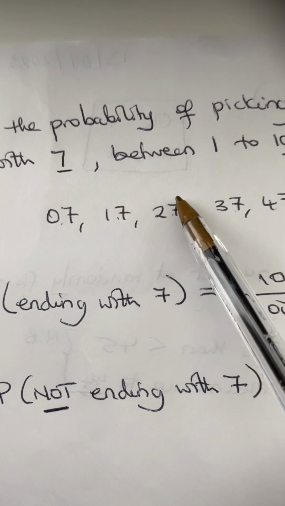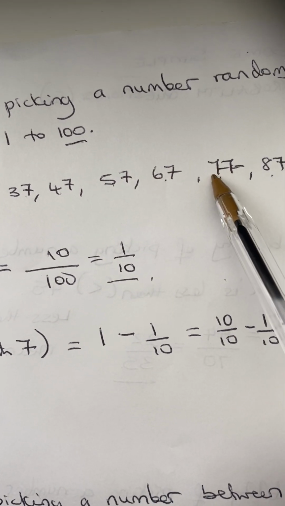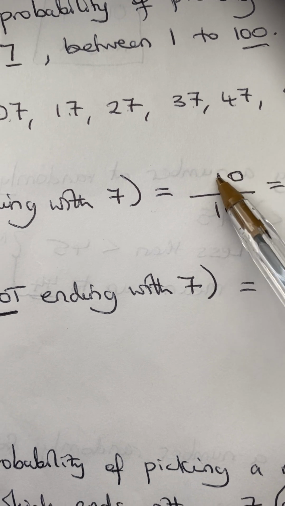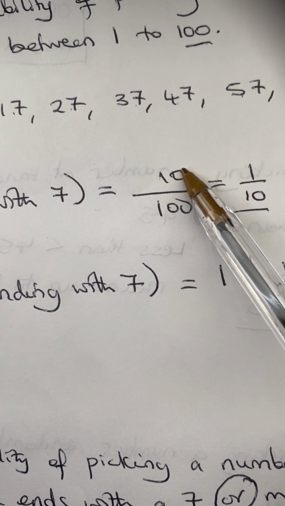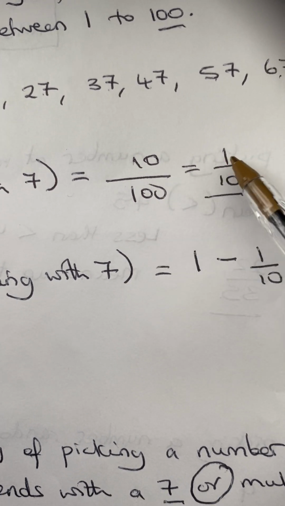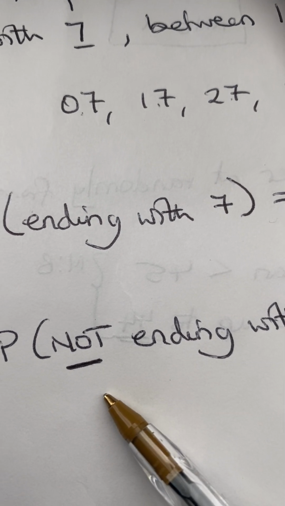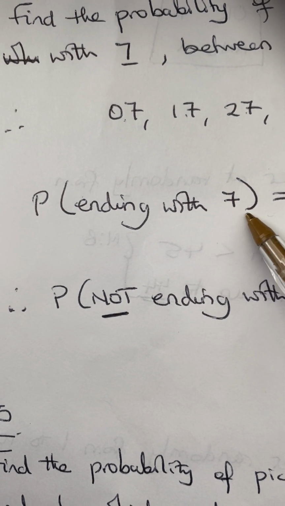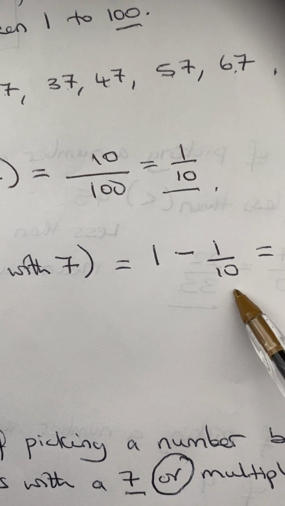1, 2, 3, 4, 5, 6, 7, 8, 9, 10. So we have 10 numbers between 1 and 100 ending in 7. You can try and list them. So 10 out of 100, which is 1 over 10. So assuming they asked you the probability of not ending with 7, since you know the probability of ending in 7, then you take 1 minus 1 out of 10.